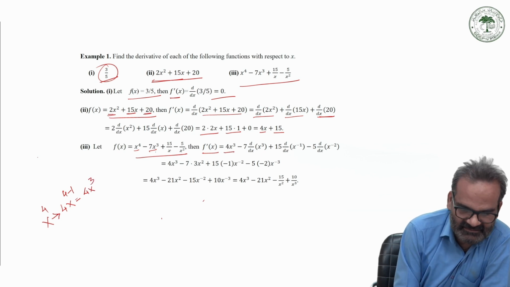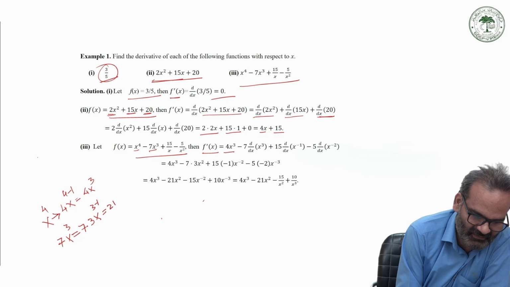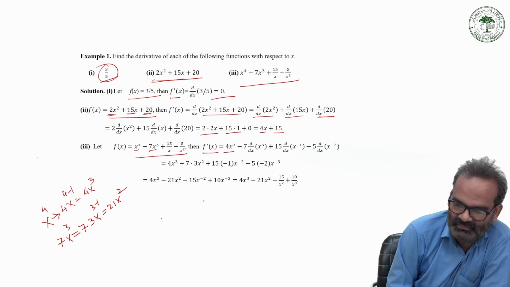This, right? 7x power 3. 7x power 3 means what? 7 will remain as it is. x power 3. Use this formula x power n again. 3 x power 3 minus 1. This is what? 7 into 3, 21 x power 2, right? 7 into 3 x square, right?